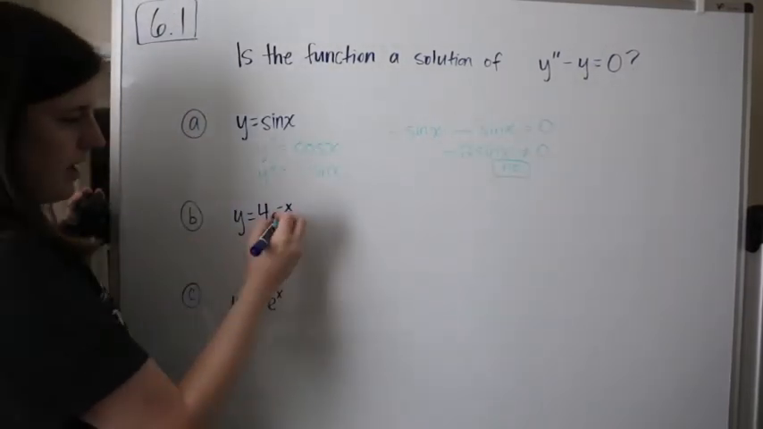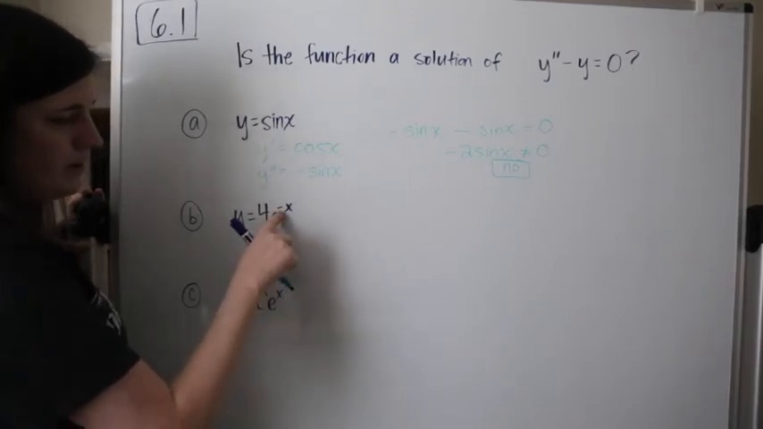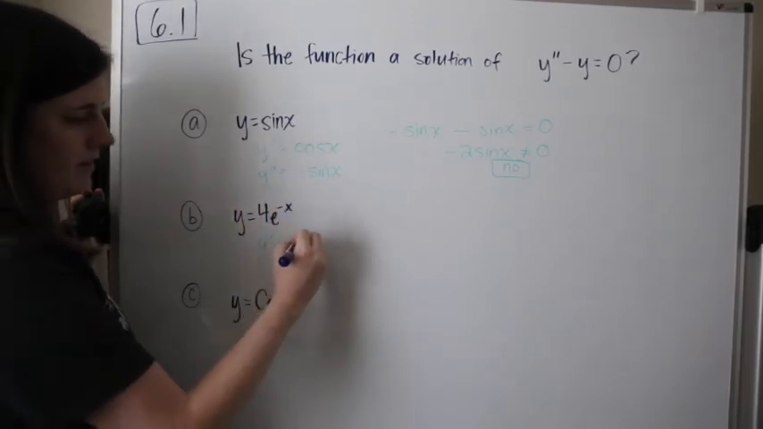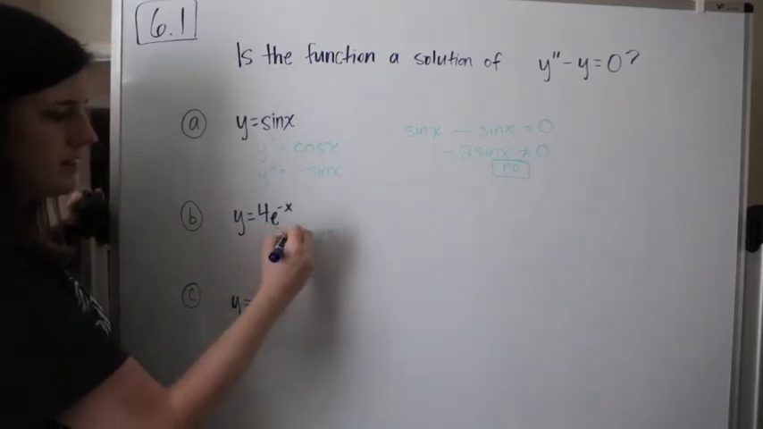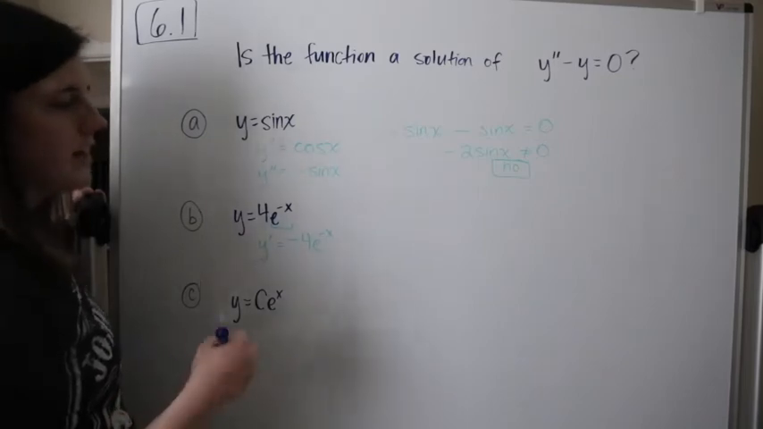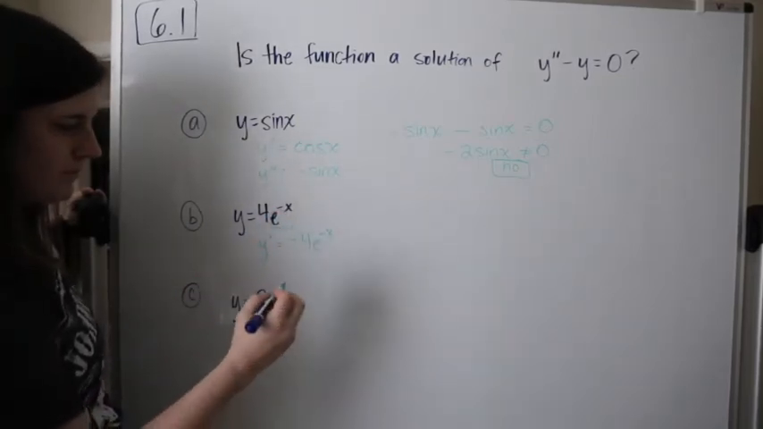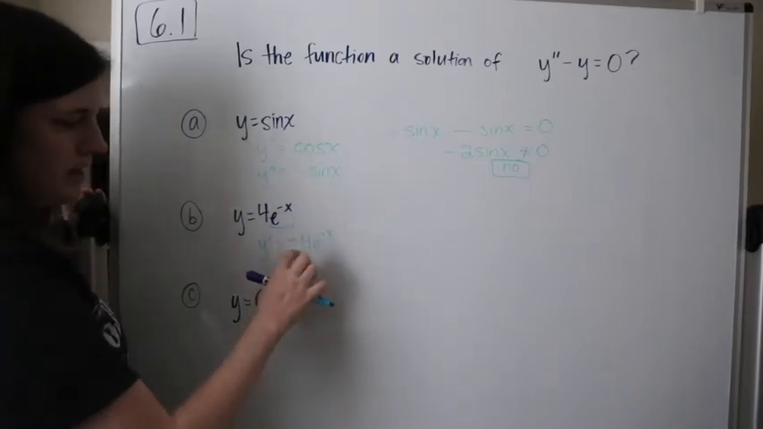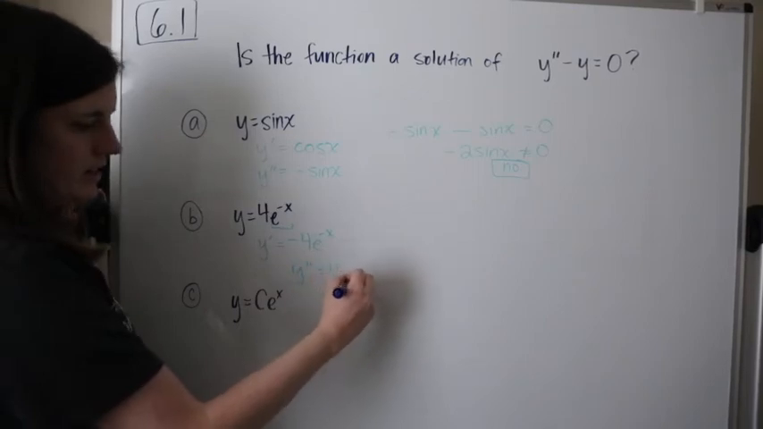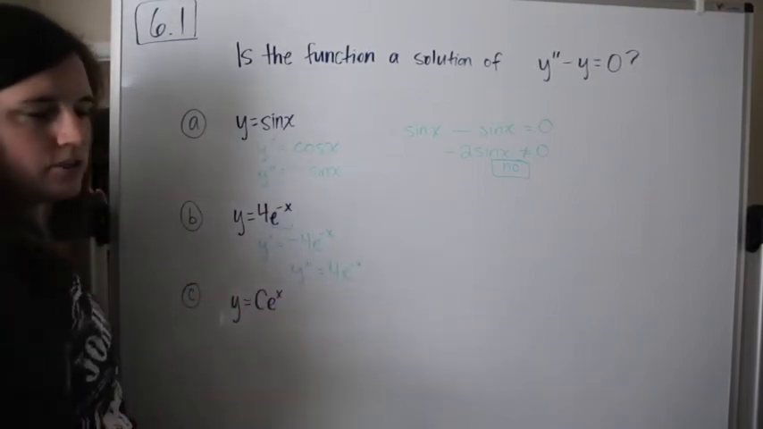For b, I can derive this once. My negative 1 coefficient here is going to come down, so I have negative 4 e to the negative x. Remembering that this guy does not change, the derivative of e to the x is e to the x, I just have to take that u prime down to the front. My second derivative, again, the negative 1 is going to come down, and everything else is going to stay, so we're back to positive. And this will keep oscillating back and forth like that as you derive it over and over again.